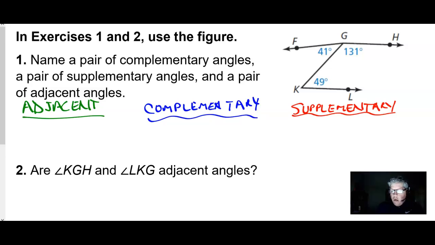All right, so for 1 and 2, we're going to use this picture. Let's go with green first. Can we name two adjacent angles? You bet. So I see this and this because they share the side GK. So angle FGK and angle HGK. And they share the same vertex.